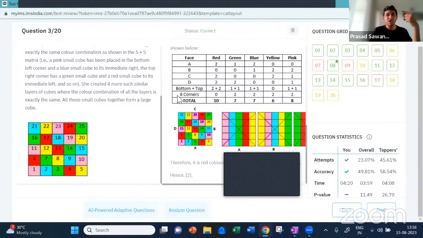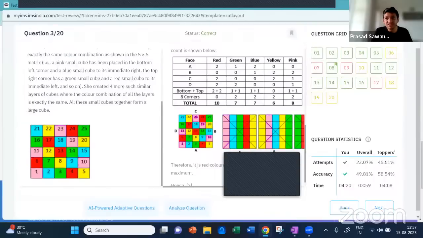So 2 at the top, I think face A, B, C, D, and bottom and top. Yeah, very good. Which was fine. This was exactly what I did. 10, 7, 7, 7, 6, 8. I think I got the same numbers. If you want, we can check once.